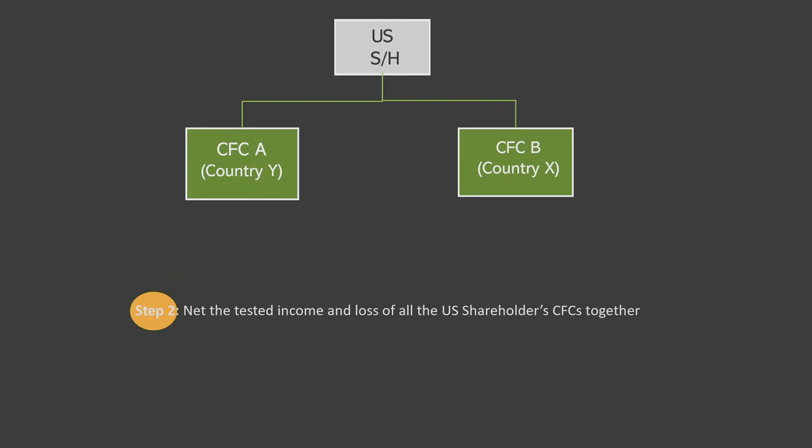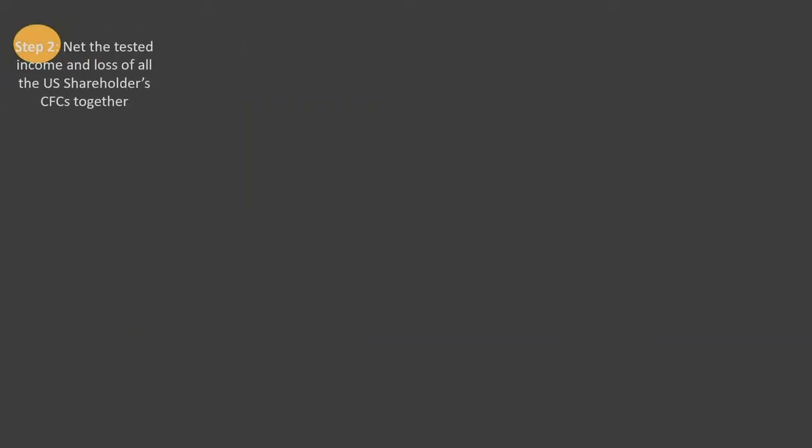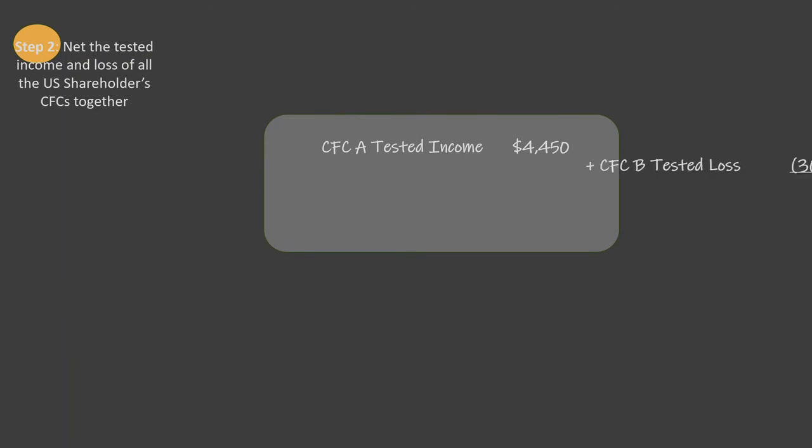Now what we could do is move into Part 2. And Part 2 says we're going to net the tested income and loss of all of the U.S. shareholder CFCs together. So again, looking at our numbers, we will start with the fact that we have CFC A with tested income of $4,450 and CFC B with a tested loss of $300. Netted together, we get an aggregate of net tested income of $4,150.